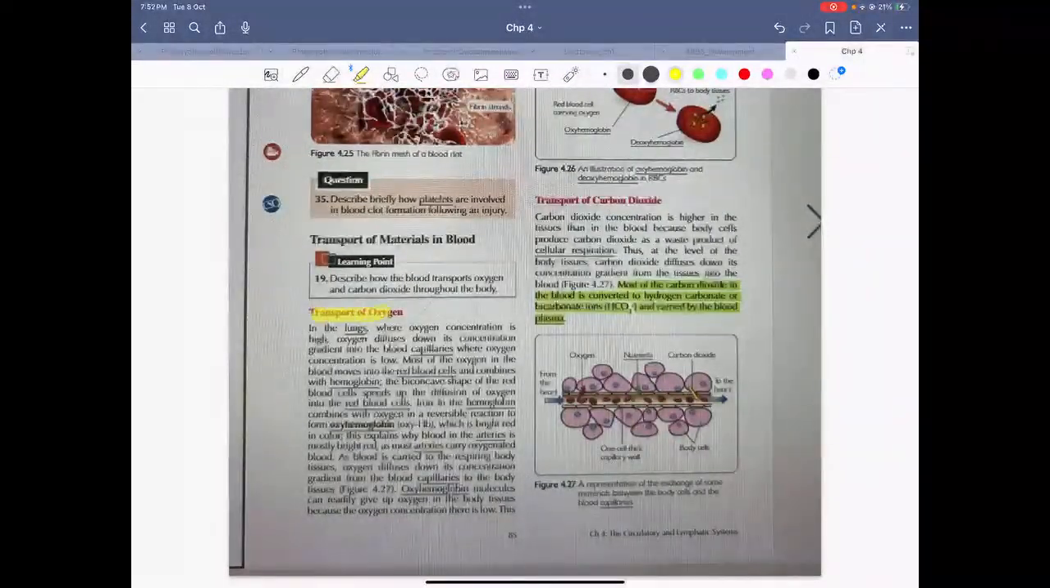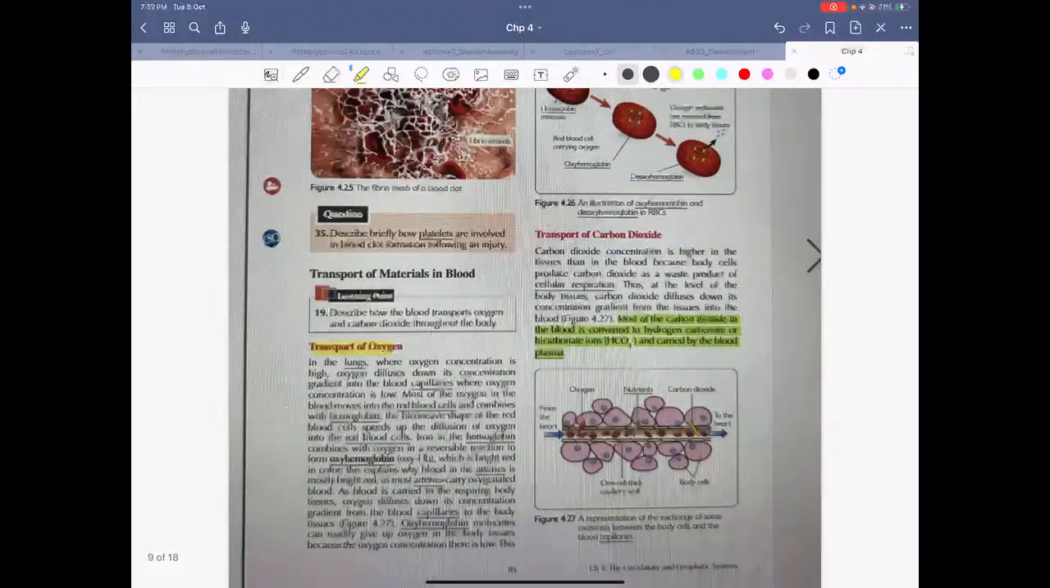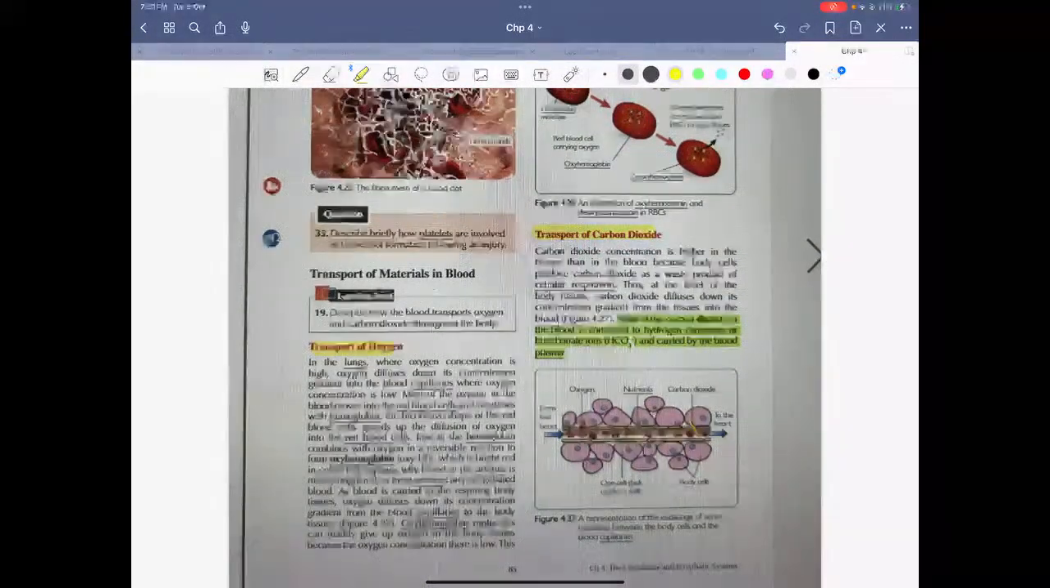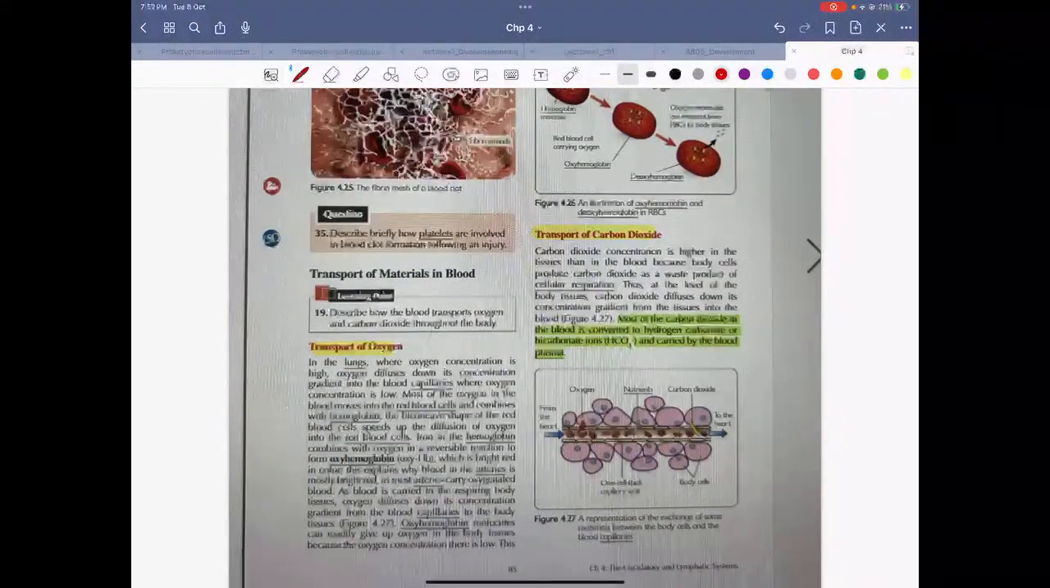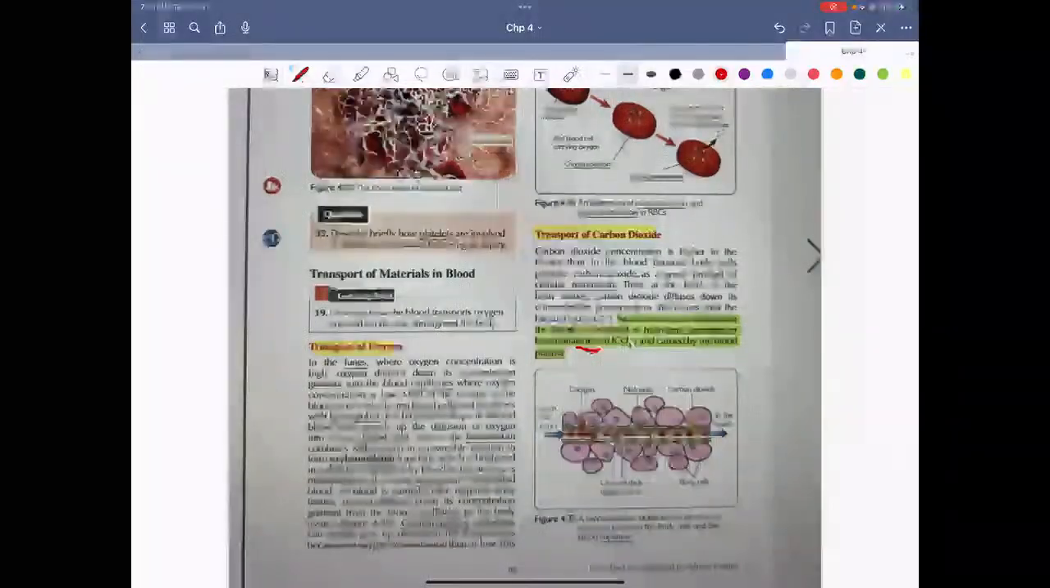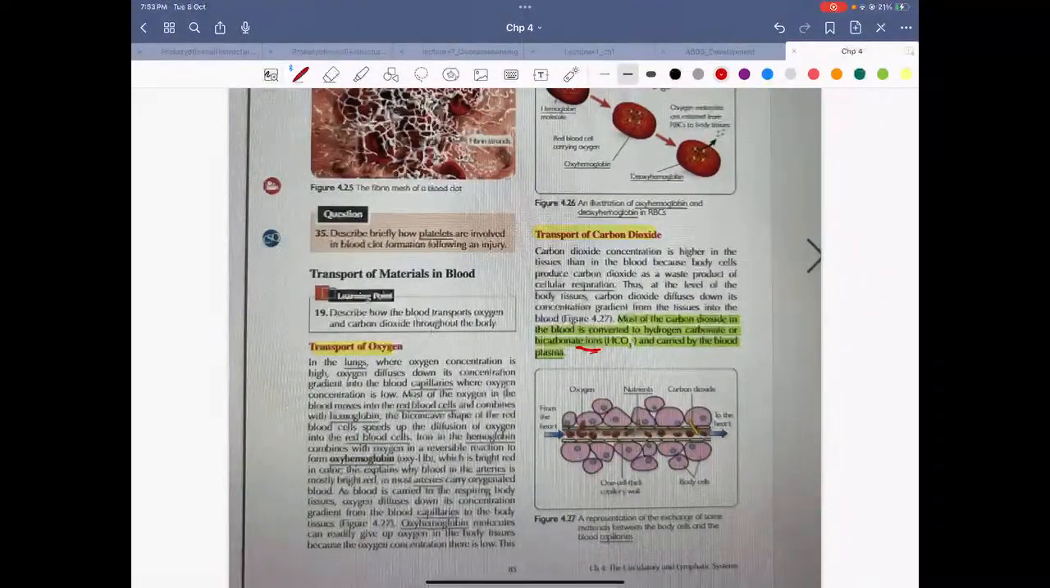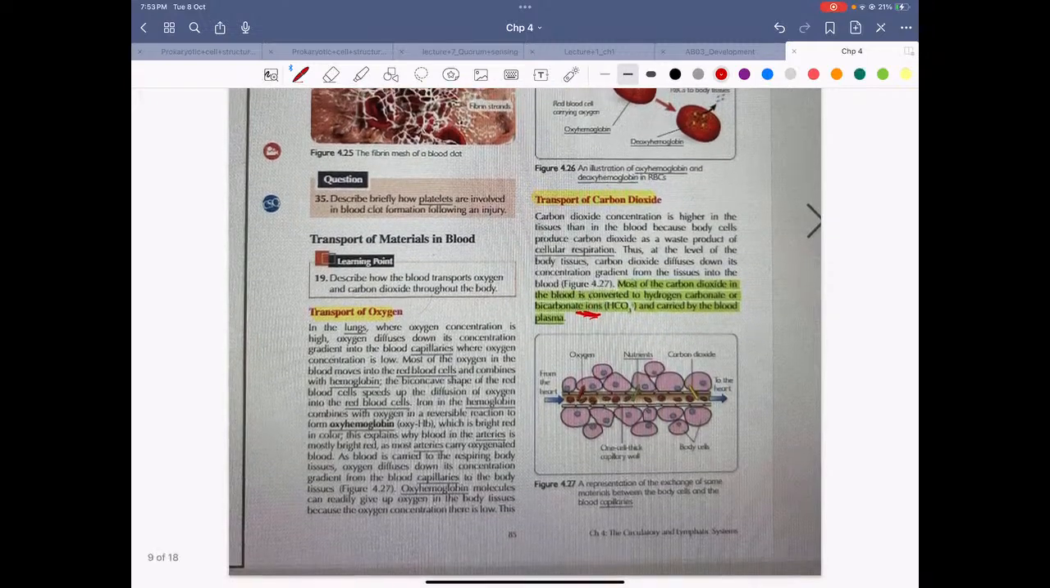The blood transports oxygen, it transports carbon dioxide. Now what I want you to know, when it transports carbon dioxide, it transports it in what form? In the form of bicarbonate ions, okay? I'm sure they're going to ask about this. So carbon dioxide is transported how? Bicarbonate ions, okay? And even oxygen is going to be what?